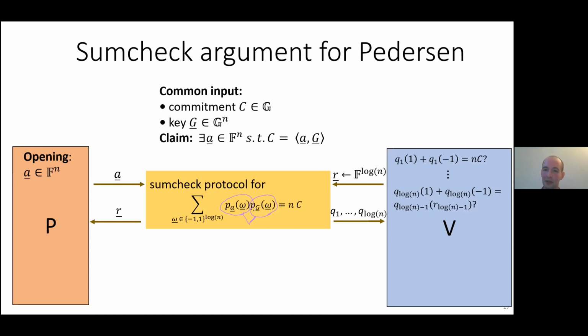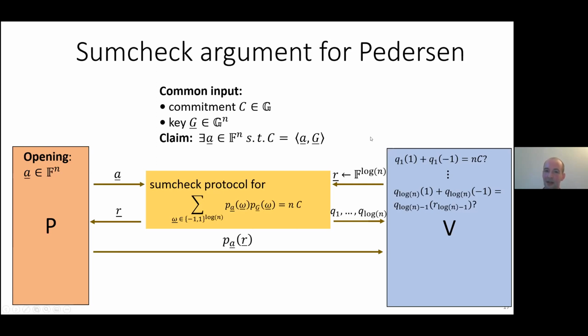And so the prover and the verifier are going to run a sum check protocol, and they're going to prove that when you sum up evaluations of this polynomial, you get n times the original Pedersen commitment. So not quite the original one, but n times. But that's okay, because if the prover knows how to open n times the Pedersen commitment, then we can divide by n, and the prover should know how to open the original Pedersen commitment too.